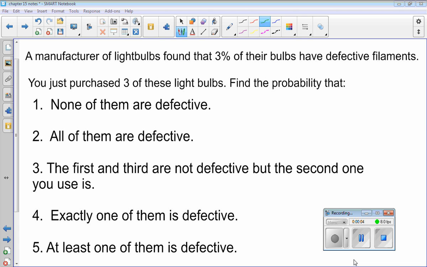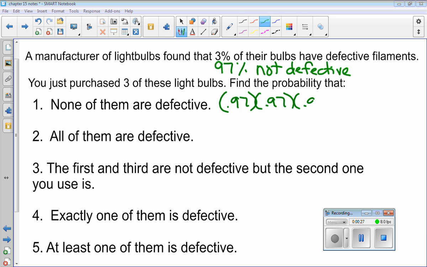Remind you of the tire problem from the homework that we did before, right? Very similar. So we have 3% are defective, which means that 97% are not defective. You purchased 3 of them, so we're going to do 3 slots. Find the probability that none are defective, which means 0.97 times 0.97 times 0.97. Are you trying with me?